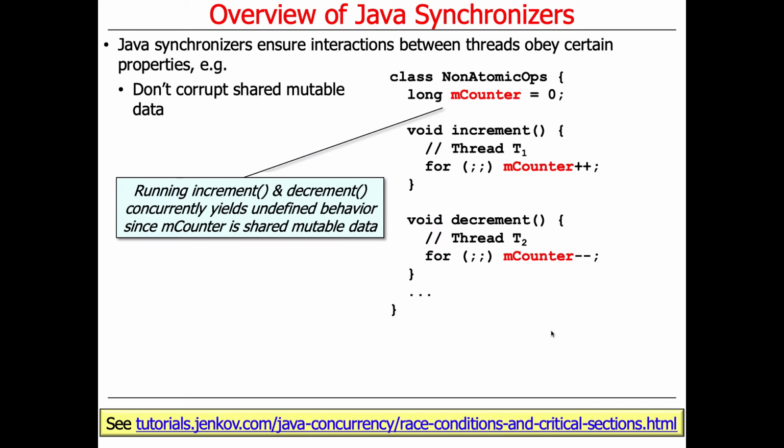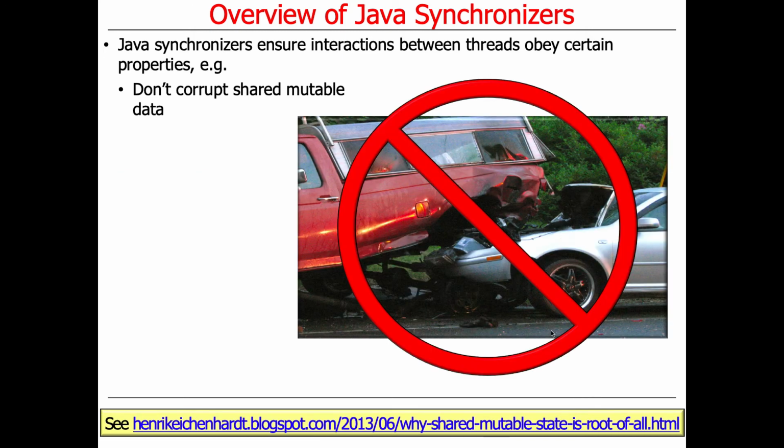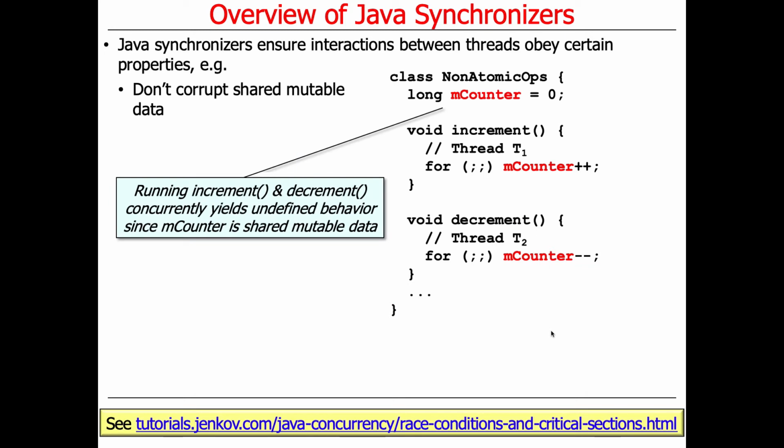So let's take a look at this problem. This is, by the way, often called a race condition. We'll talk about that later. So let's take a little example. This code is something that you could easily implement, and it's called Nonatomic Ops. I should really have said buggy Nonatomic Ops.